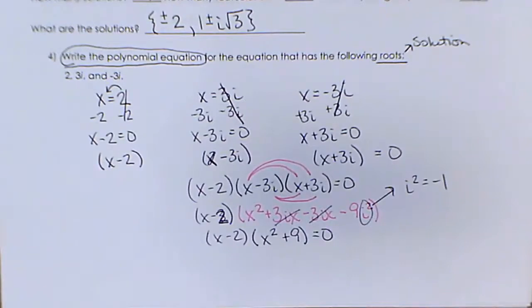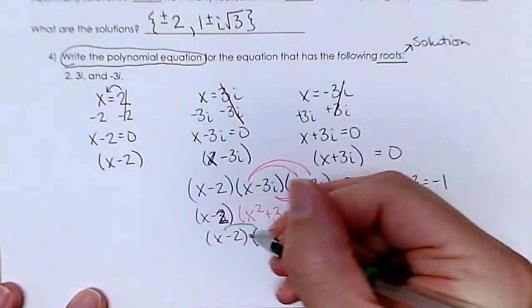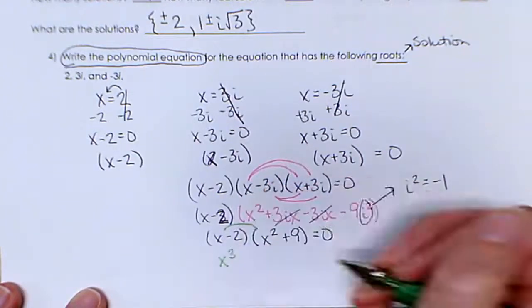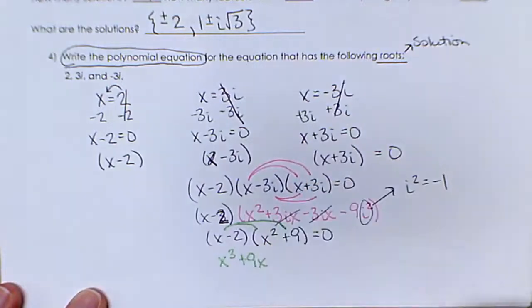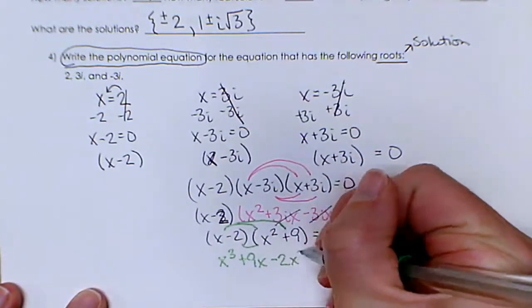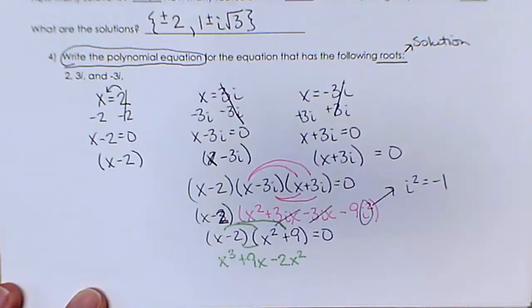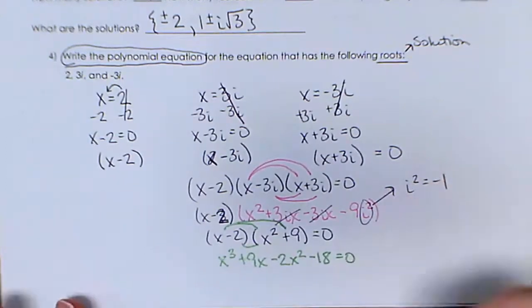And now the last thing I need to do is to FOIL these so that I can get my true equation in a polynomial form. So x times x squared is x cubed. x times 9 is 9x. Negative 2 times x squared is negative 2x squared. And negative 2 times 9 is negative 18, and that is equal to 0.